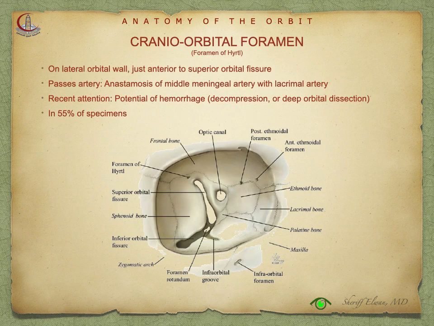The last of the foramina of the orbit is the cranio-orbital foramen, or the foramen of Henle. It lies on the lateral orbital wall just anterior to the superior orbital fissure. It gives passage to an artery that represents an anastomosis of the middle meningeal artery with the lacrimal artery. It has drawn recent attention as it is a potential source of hemorrhage during decompression surgery or deep orbital dissection surgeries. It exists in 55% of specimens only.